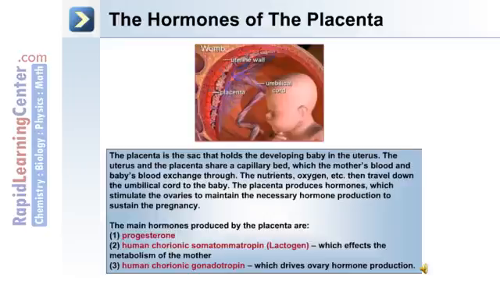The placenta produces hormones which stimulate the ovaries to maintain the necessary hormone production to sustain the pregnancy. The main hormones produced by the placenta are progesterone, human chorionic somatotropin or lactogen, and this affects the metabolism of the mother. Also, human chorionic gonadotropin. This drives ovary hormone production.